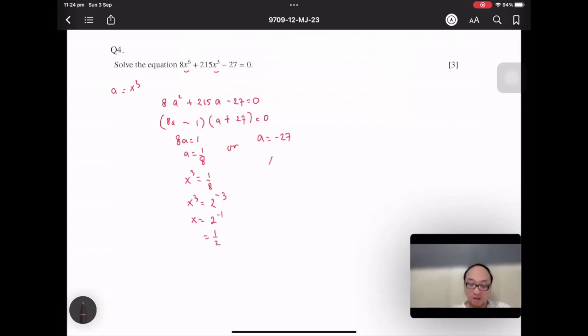And for this one, x cubed equals negative 27. So that means x is the cube root of negative 27. So x cubed equals negative 3 cubed. So that means x is equal to negative 3. So there are two answers.